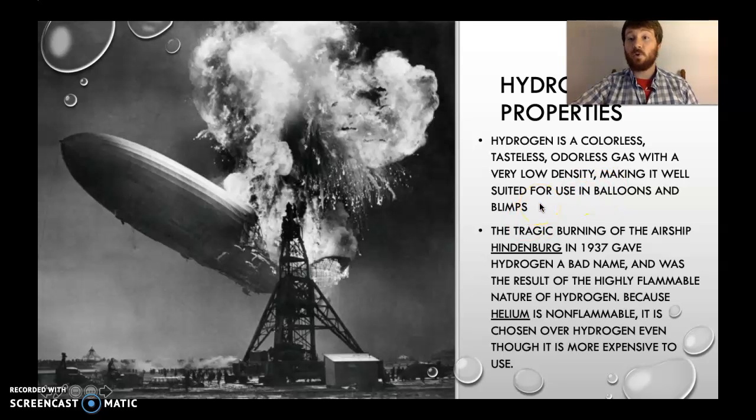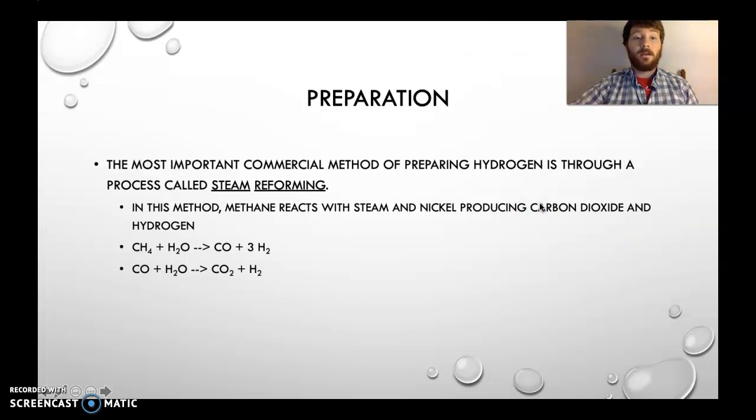That's hydrogen's properties. Its preparation. The most important commercial method of preparing hydrogen is through a process called steam reforming, where we take methane, which is very plentiful on the earth. You ever go to a farm and it just smells like a farm? You kind of smell that cow manure smell. That's methane. So, I mean, it's everywhere. In some places more than others.